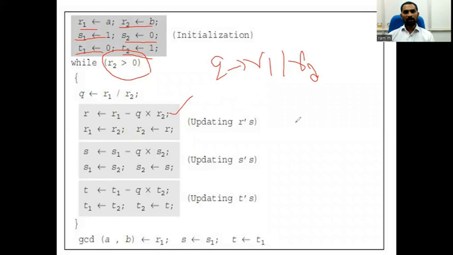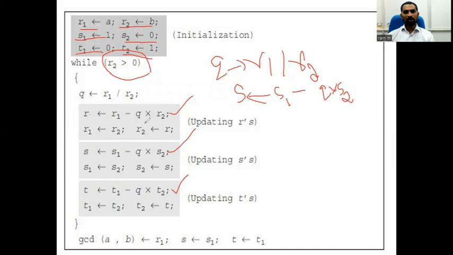In the same way, we will update the value of S by taking S equal to S1 minus Q into S2, the same equation that we have taken for R. Instead of R, we keep S: replace R with S, R1 with S1, R2 with S2. The same goes for T: T equal to T1 minus Q into T2.